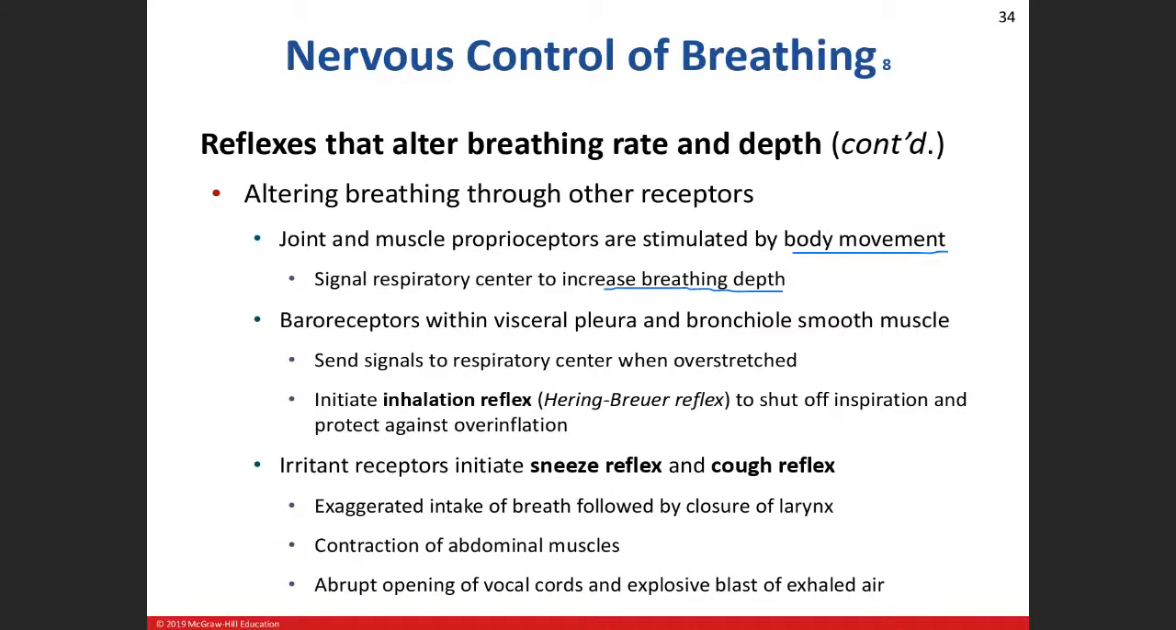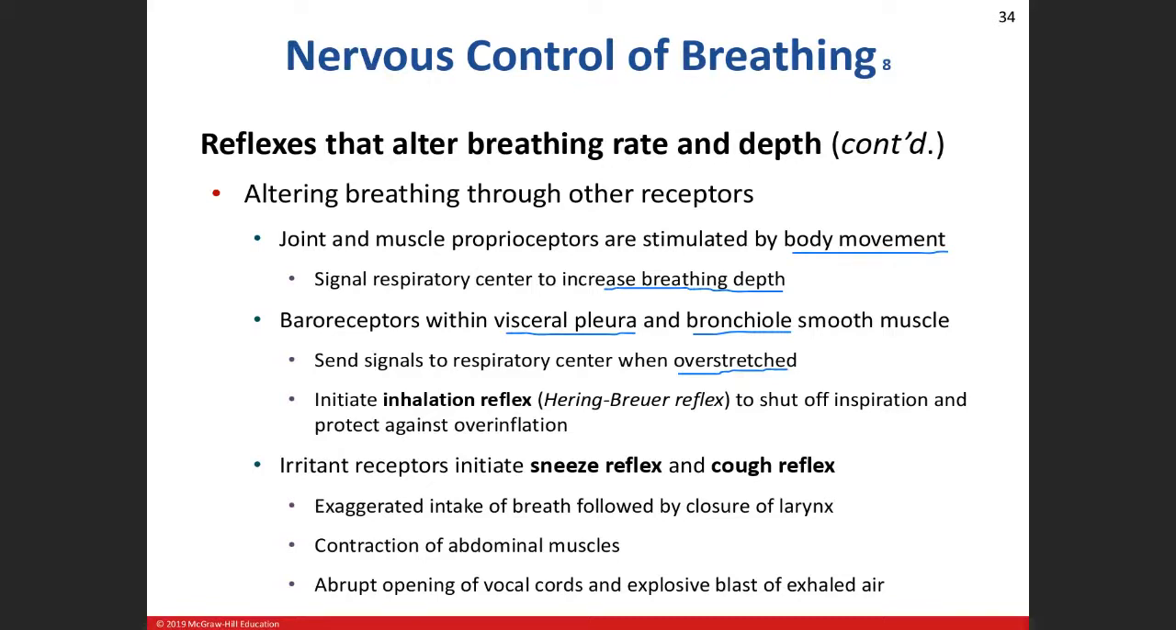Stretch receptors, the baroreceptors, we said are in the pleura and the bronchioles. These will be stimulated, especially if more air is being forced into the respiratory pathway. These baroreceptors prevent those structures from being overstretched. A really cool reflex is called the Hering-Breuer reflex. Similar to a balloon, if you keep blowing into it, the balloon will pop. Well, that could potentially happen to the alveoli.